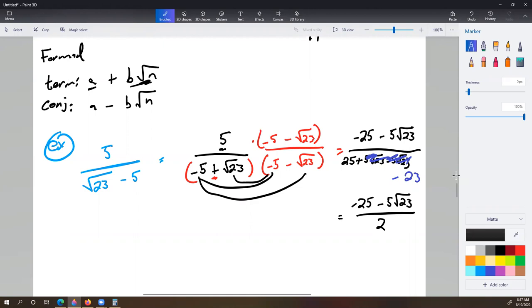You'll notice we had a square root in the bottom here, but we didn't have it up here.